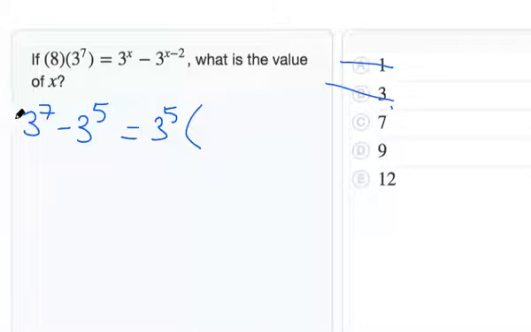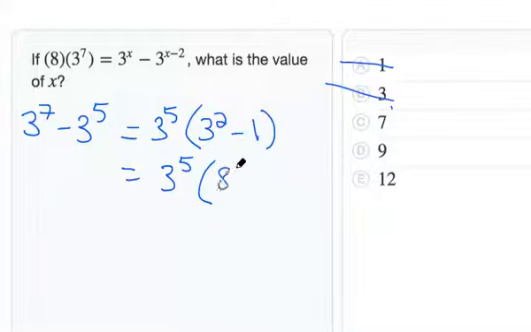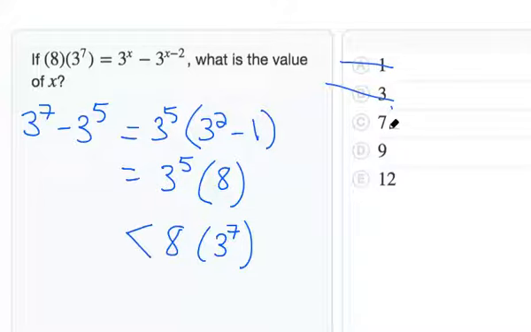That leaves us with a 3 squared from the first term minus 1 if we factor out that 3 to the 5th. We can simplify inside of those parentheses. It gives us a 9 minus 1, so 8. And we're trying to see if this is going to equal 8 times 3 to the 7th. Since we have 8s in both of these numbers, we can set those aside for a second and just focus on the 3 to the 5th and the 3 to the 7th. 3 to the 5th is going to be less than 3 to the 7th, so they're actually not going to be equal, those entire numbers. So we can rule out answer choice C as well.